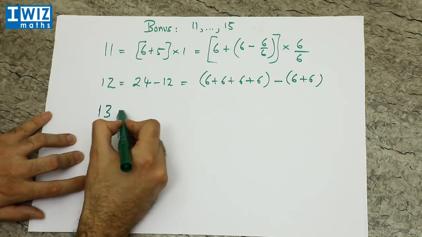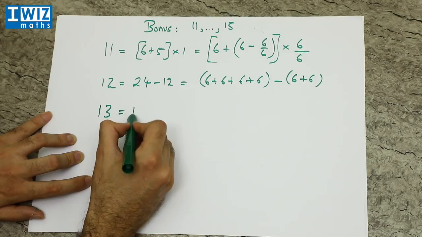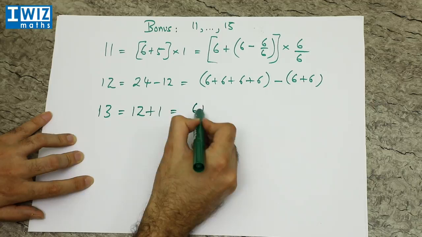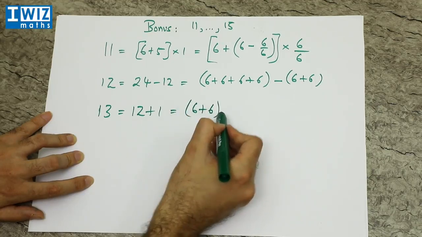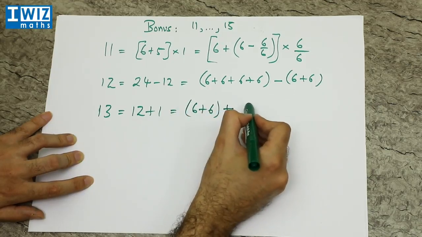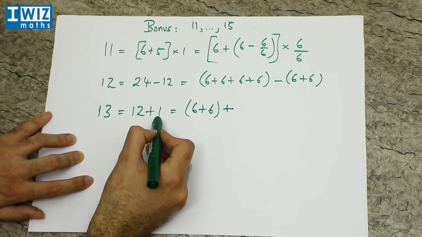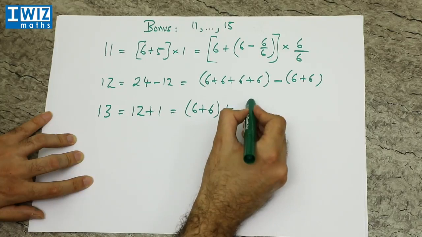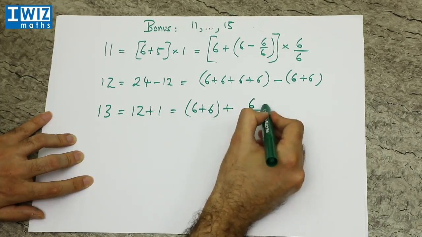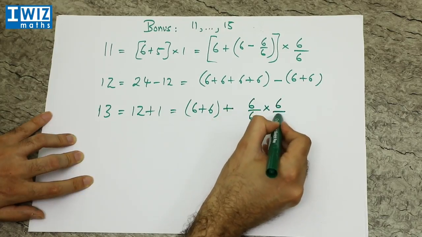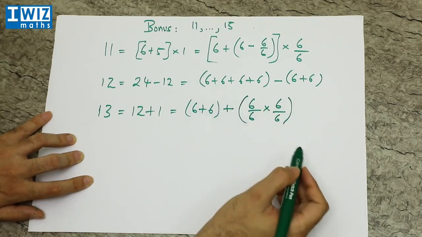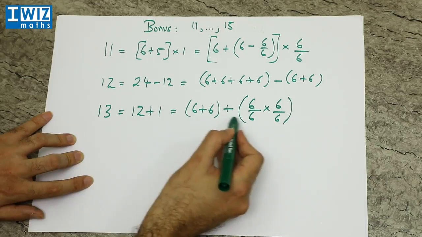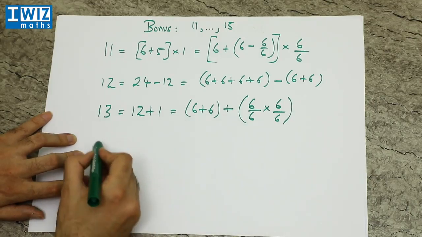The number 13 can be seen as 12 plus 1. So 12 is simply 6 plus 6, plus we need to get to the number 1 using 4 6s because we've already used 2 6s. So that would be 6 divided by 6 times 6 divided by 6, and put a bracket around that so there's no confusion. So that's 12 plus 1 gives us 13.